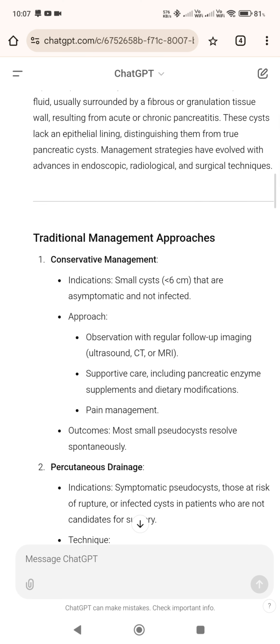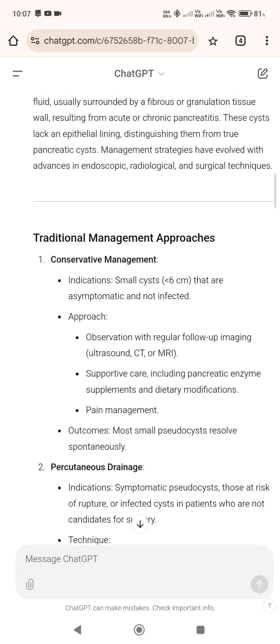Traditional management approaches. 1. Conservative management. Indications: small cysts, less than 6 centimeters, that are asymptomatic and not infected. Approach: observation with regular follow-up imaging, ultrasound, CT, or MRI. Supportive care, including pancreatic enzyme supplements and dietary modifications. Pain management. Outcomes: most small pseudocysts resolve spontaneously.